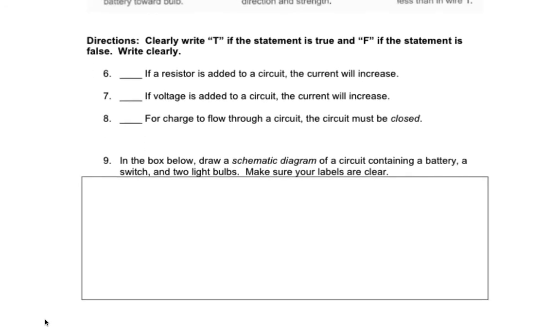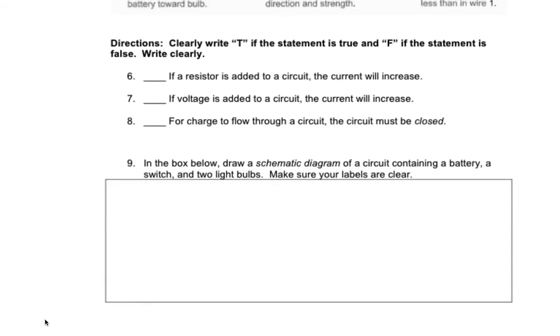Okay, down to true and false statements. We have if a resistor is added to a circuit, this is wrong. The current decreases. That's what a resistor is for, to decrease the current. Meanwhile, adding voltage will increase the current. That is true. The more voltage, the more power the circuit has. Finally, for charge to flow through a circuit, it must be closed. That is correct. Closed means there are no gaps anywhere in the circuit, so the electricity can flow right through.